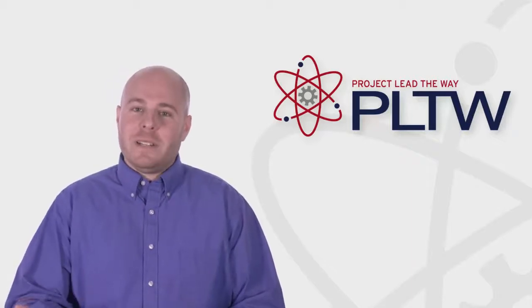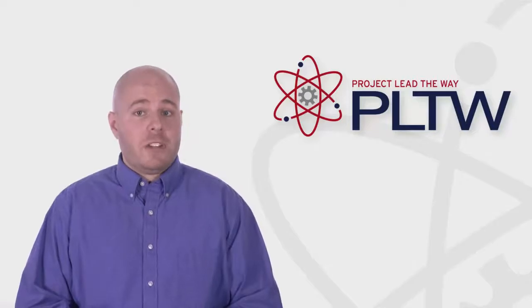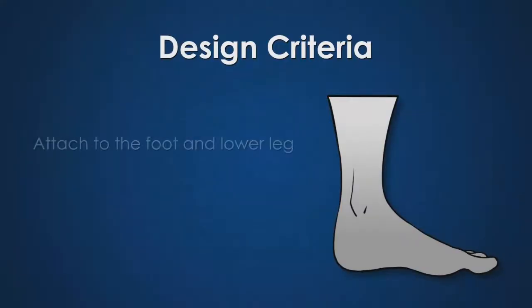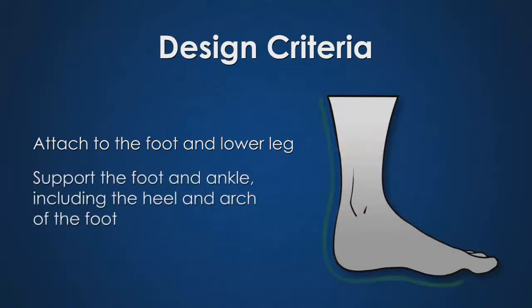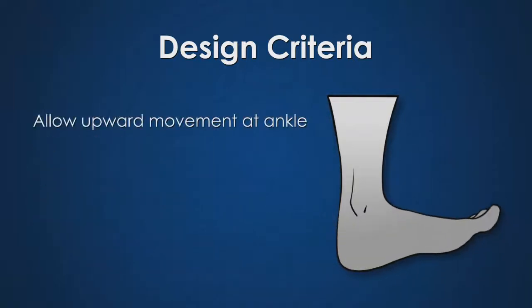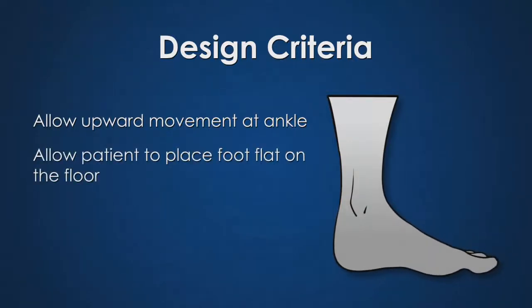As you plan, build, and test your design, make sure that you meet the following requirements for your patients. The orthosis needs to attach to the patient's foot and lower leg and support the foot and ankle, including the heel and arch of the foot. The orthosis needs to allow upward movement at the ankle. The orthosis needs to allow the patient to place their foot flat on the floor when standing.